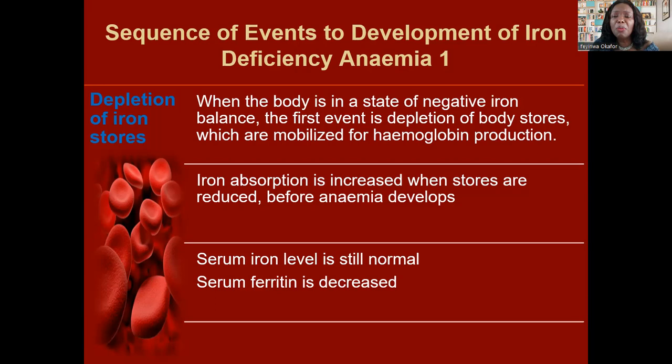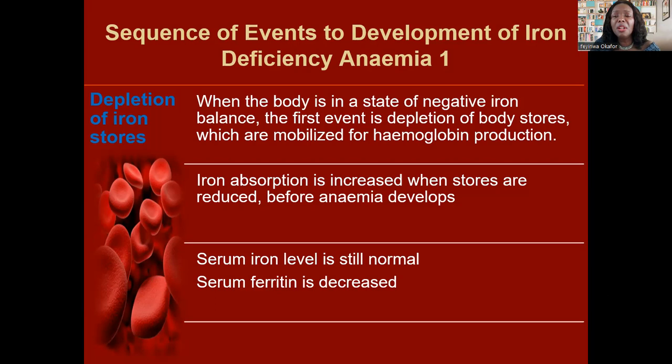Iron absorption is increased when stores are reduced before anemia develops. And at this stage of depletion of iron stores, the serum iron is still very normal. But when you do serum ferritin estimation, you will know that the serum ferritin has decreased because the body has started using up its stored iron. So the first event that occurs before the development of iron deficiency anemia is what?